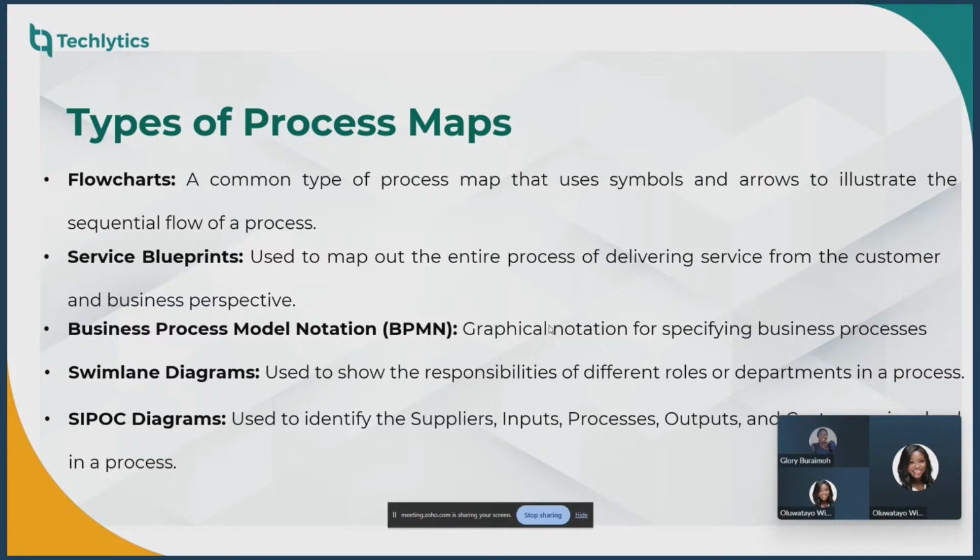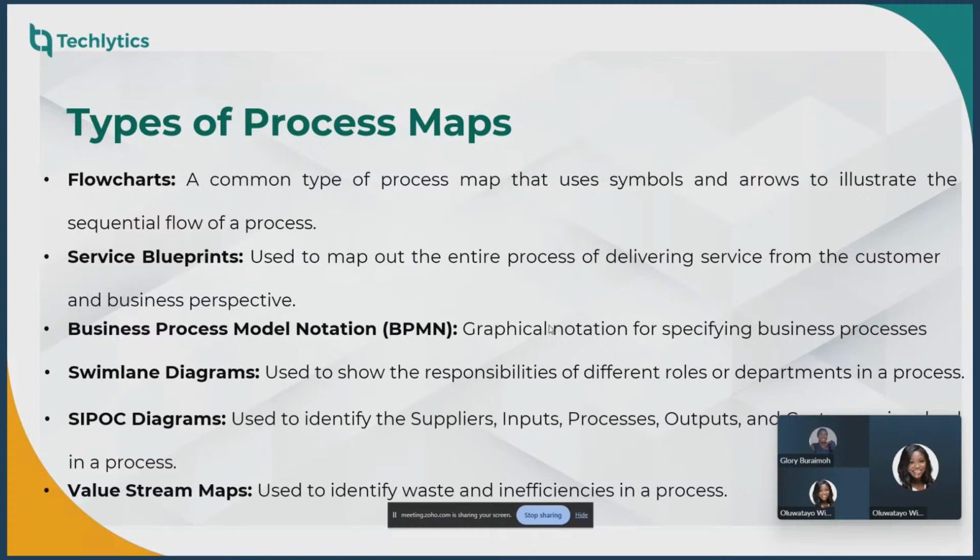So there are a lot of them, but just for the sake of this particular presentation, I just highlighted these 5. So these are some of the most commonly used types of process maps out there. So the last one is the value stream map. So it just identifies waste and inefficiencies in the process.